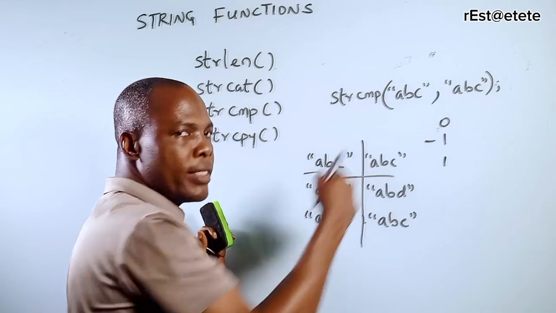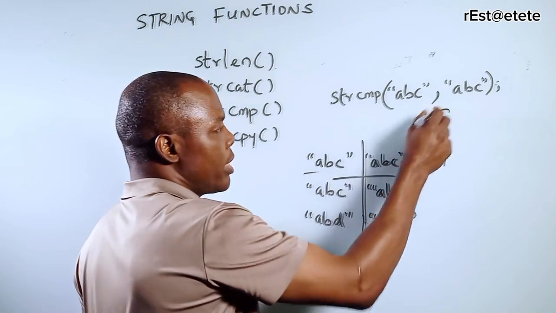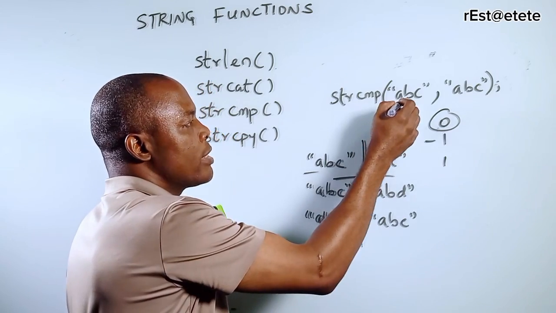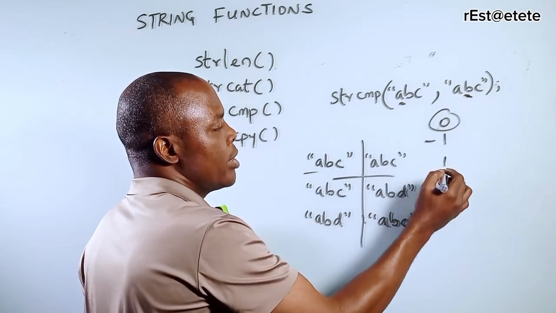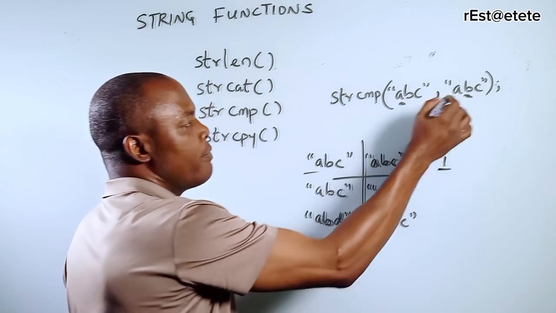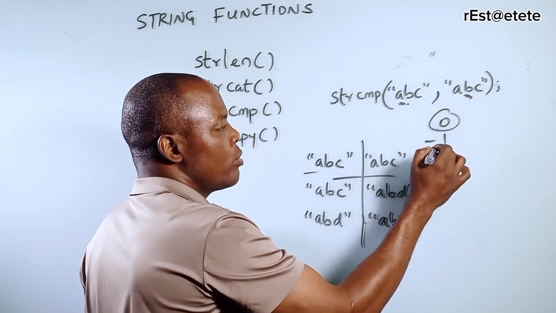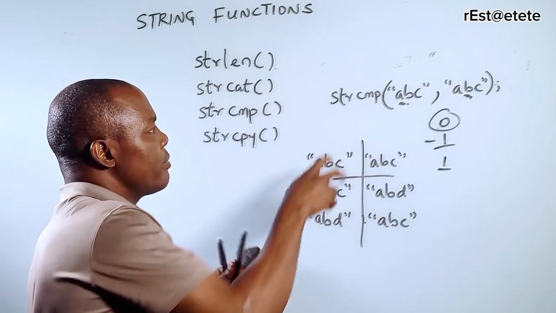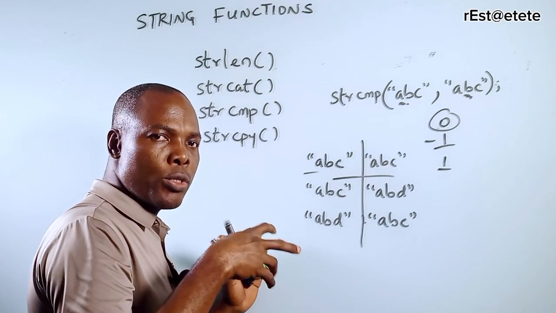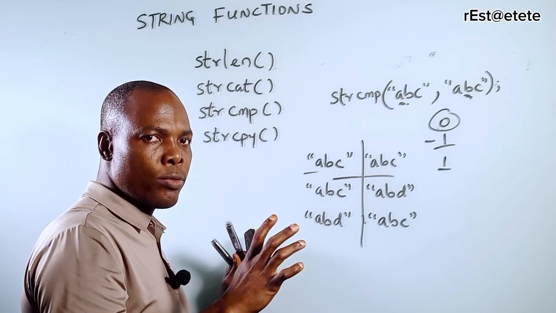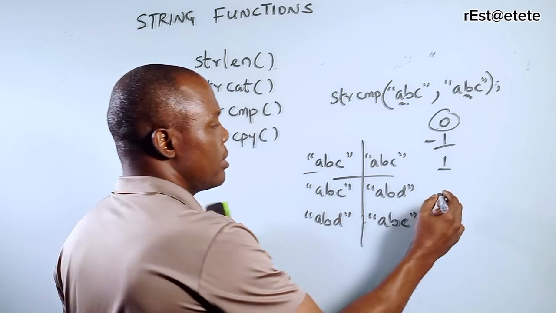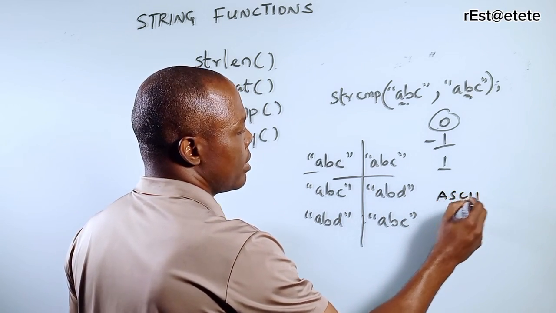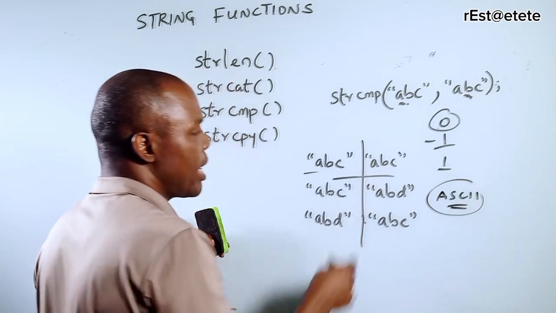If this and this are the same, it will return 0. If this is greater than this, it will return 1. If this one is greater than this one, it will return -1. So how do you know? Characters in strings are promoted to integers using their ASCII values. So these are the ASCII values of these characters.